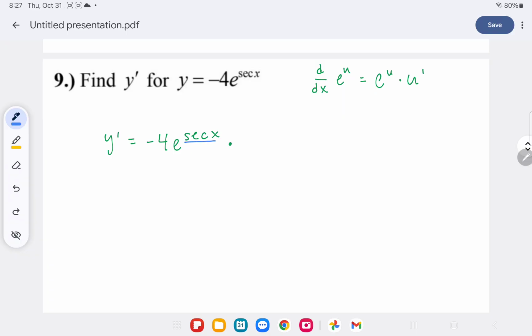The derivative of secant is secant times tangent. And I'm just going to leave the answer just like that.